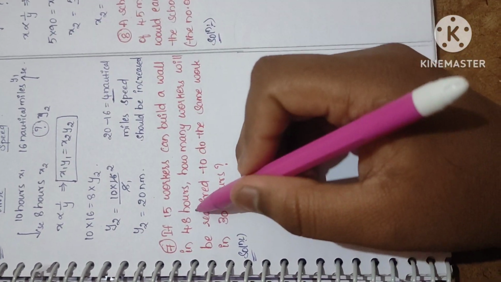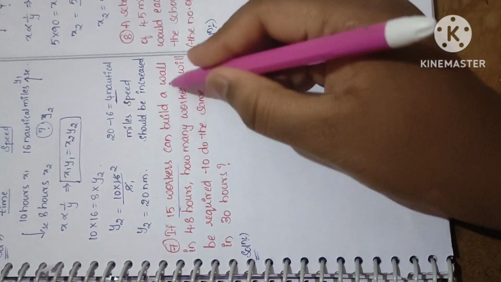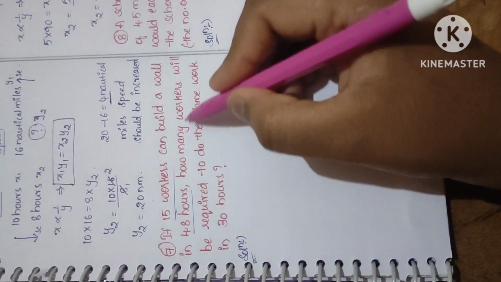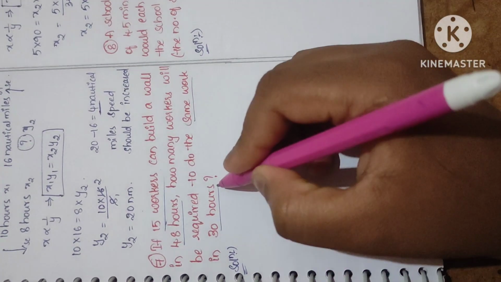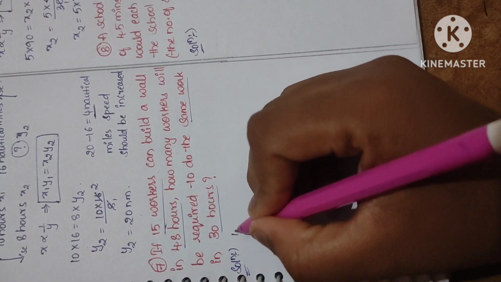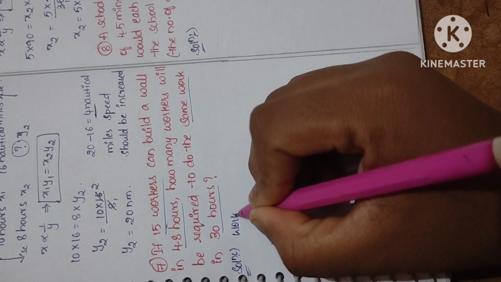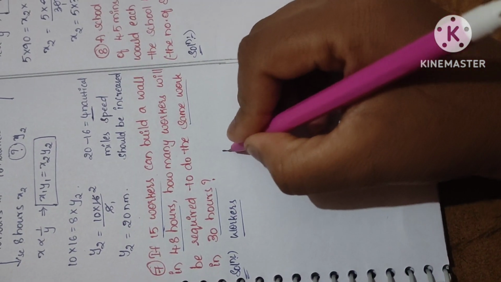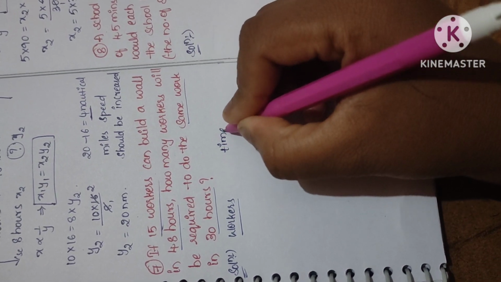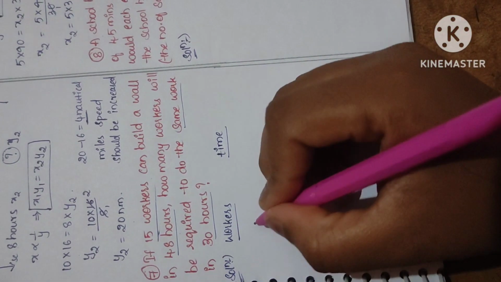Next one, seventh problem. If 15 workers can build a wall in 48 hours, how many workers will be required to do the same work in 30 hours? So here they given two quantities. One is workers and second one is time to complete the work. So let's write the two quantities, workers and time.